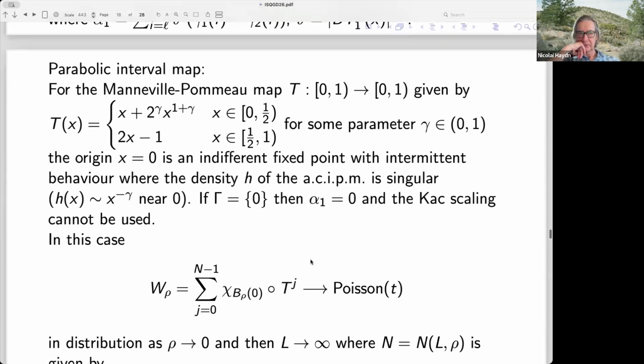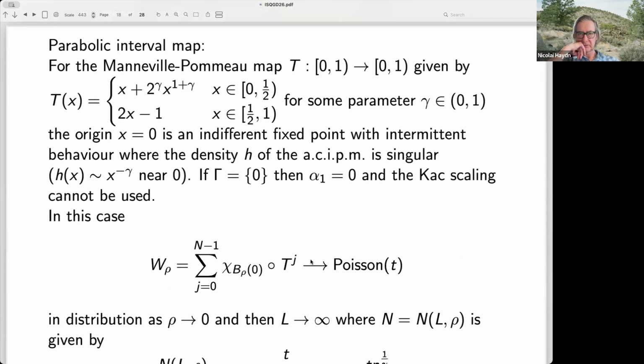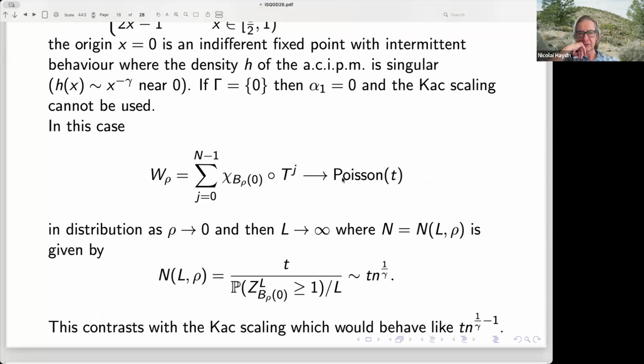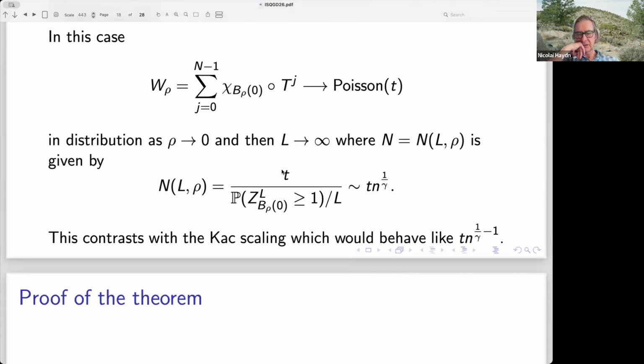You can also take a more tricky map, Manneville-Pomeau, which has a periodic point. If x is equal to 0, you see it's just slope 1, right? The slope becomes 1 here. You have an indifferent fixed point, and there's a problem there. If you just pick a point, just the origin, any other point is okay. At the origin, you get alpha 1 equal to 1, and you don't get cut scaling. You get to Poisson if you do the scaling properly, namely, you do like in the theorem, you take this Z super L per L. This gives you a completely different scaling.